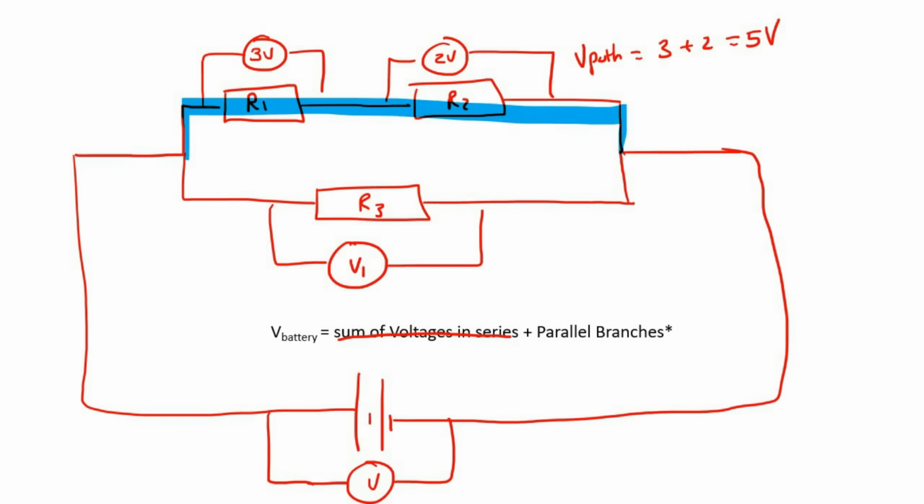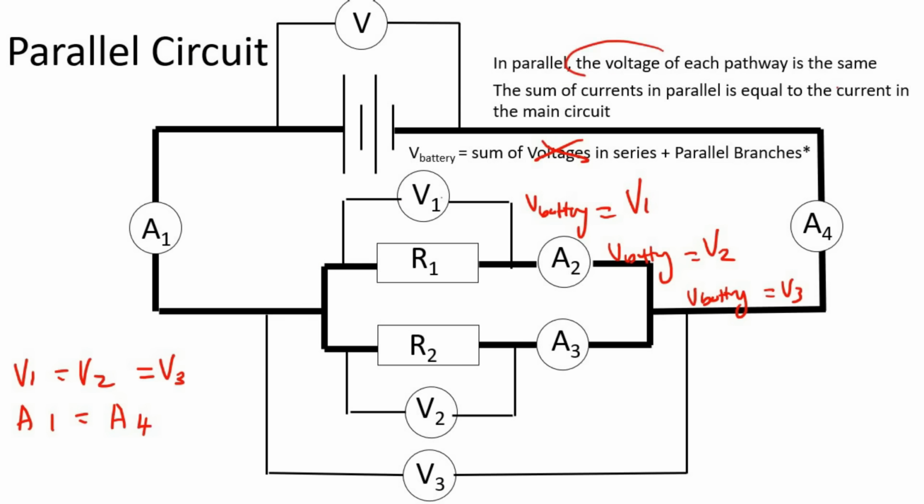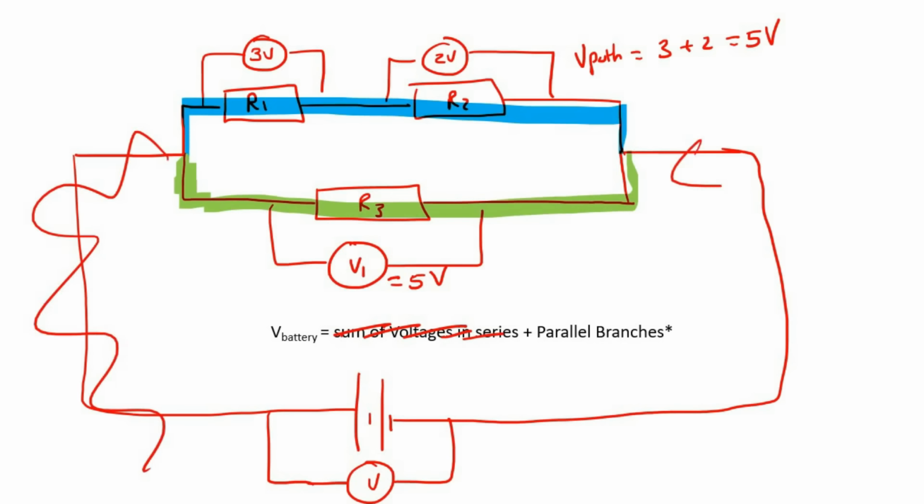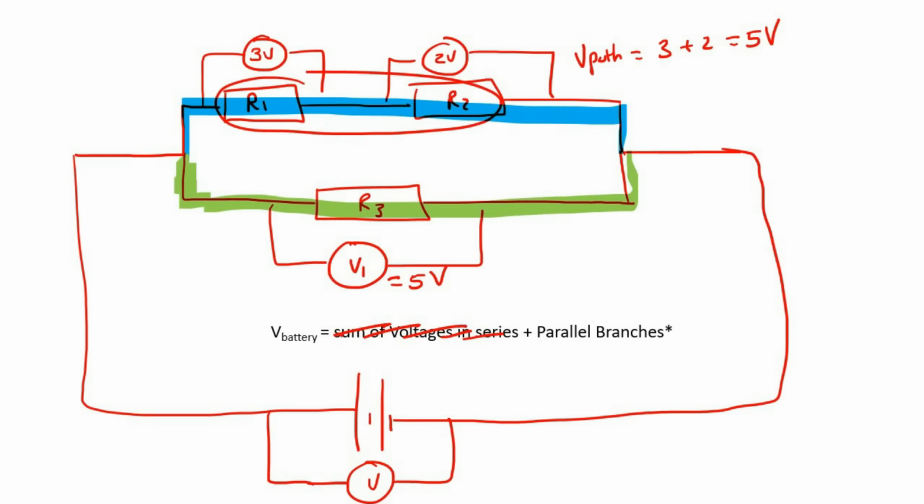So we've learned that in parallel, the voltage of each pathway is the same. Okay, so that means that V1 is also going to be 5 volts because this pathway only has one device. Okay, so once again, we've said that there were no parts in series over here. Okay, I know that these two are in series, but they're also part of the parallel branch. So we don't include those over here.